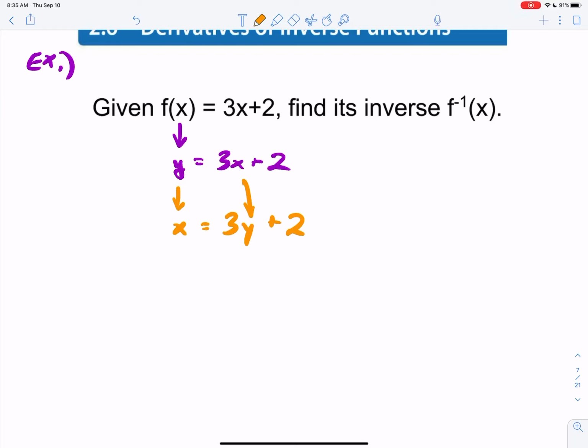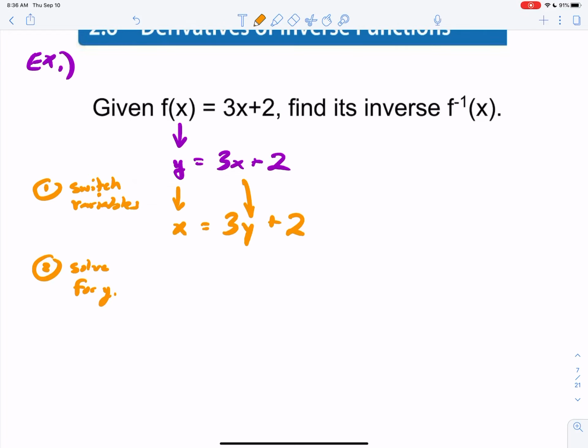All right, and then the next step is, so actually let me write this down. Switch variables. So first step is to switch your variables. Second step, you solve for y. Or in other words, we get y by itself, we isolate y, right?